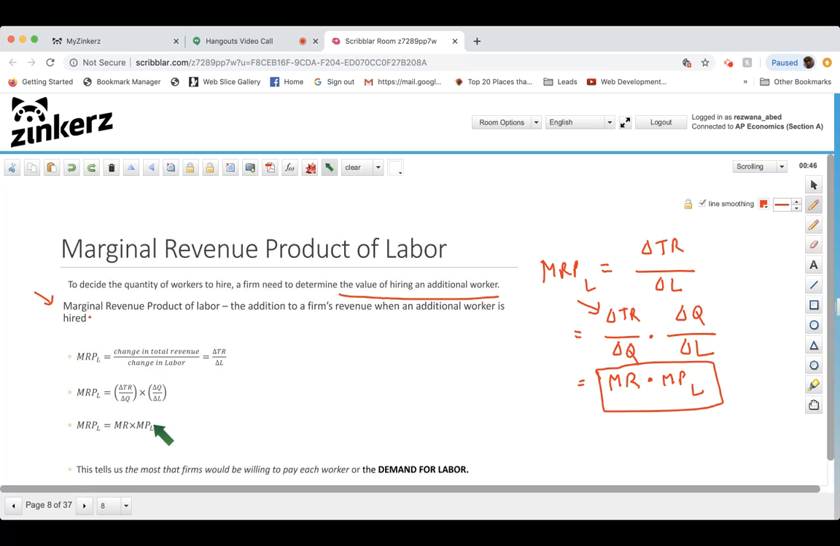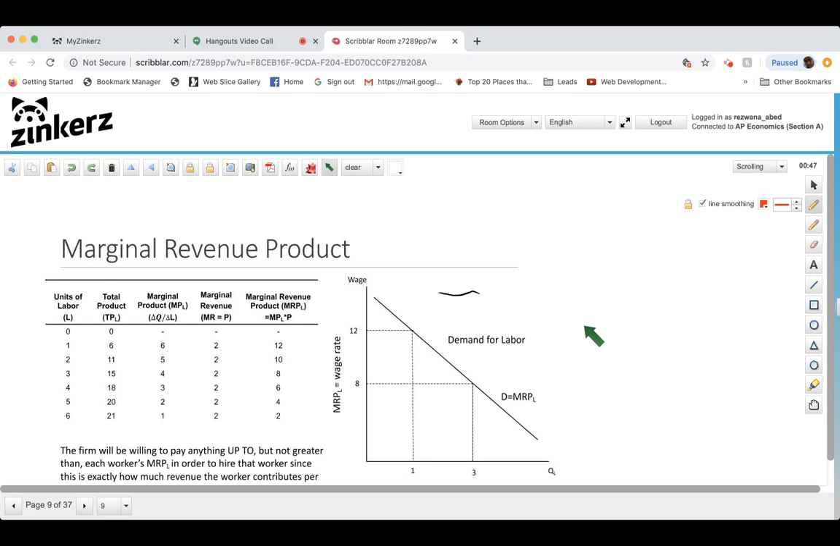So we found that the MRPL is equal to the marginal revenue times the marginal product of labor. Let's take a look at how this looks on a table and also on the graph. What is the marginal revenue product of labor telling us? Why do we care about this? On this table right here, let's say we're talking about a bakery, and they can produce loaves of bread.